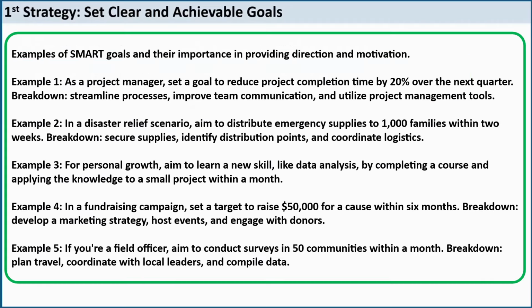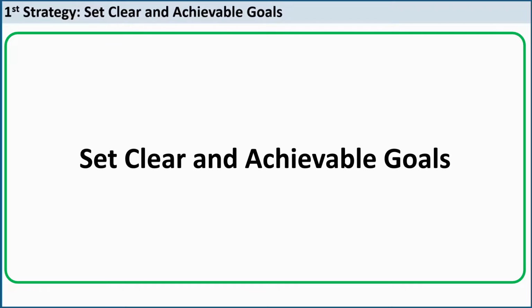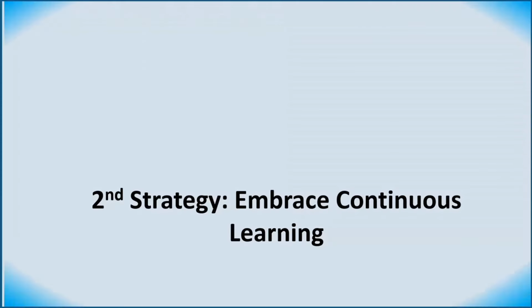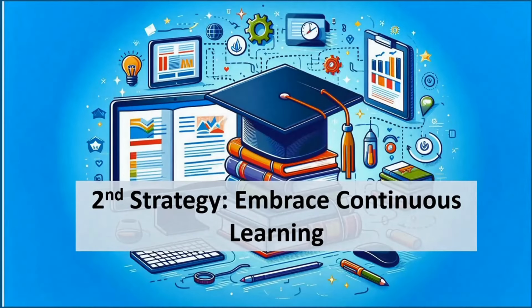So these are some of the examples of how to set clear and achievable goals. This is our first strategy. If you want success in your life, the first thing that you need is to set clear and achievable goals. The second strategy is to embrace continuous learning.